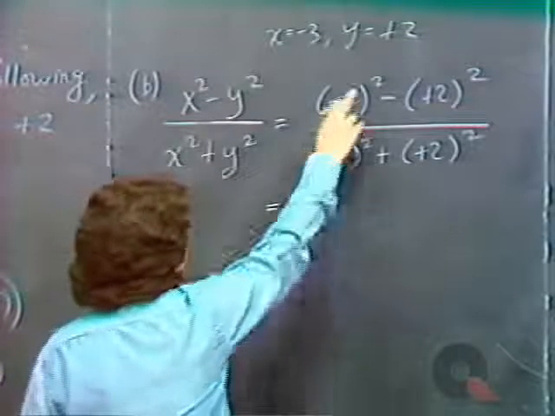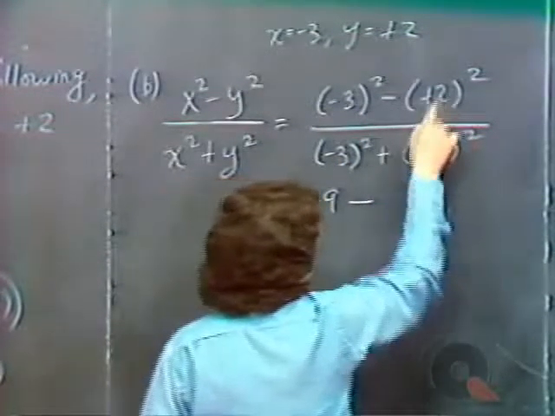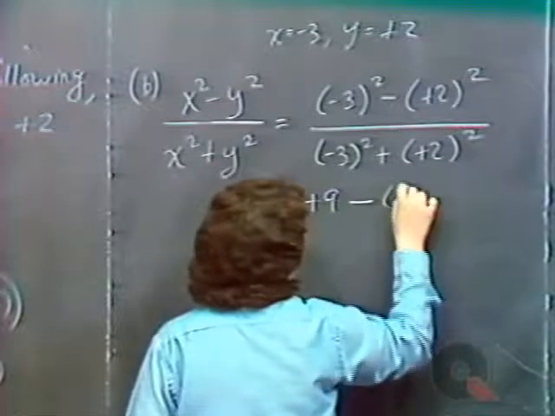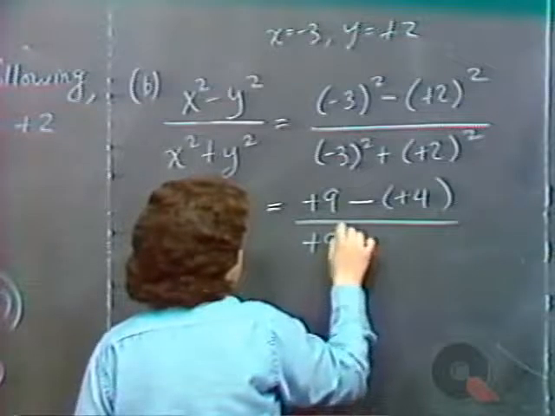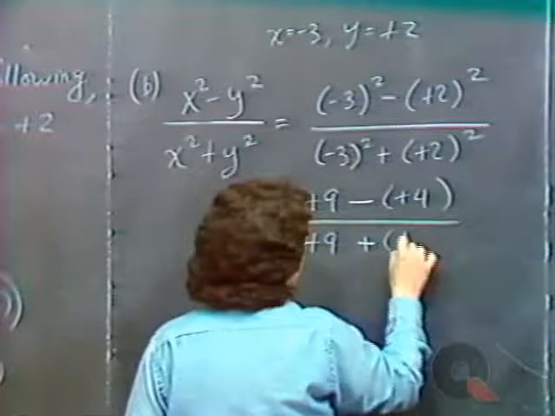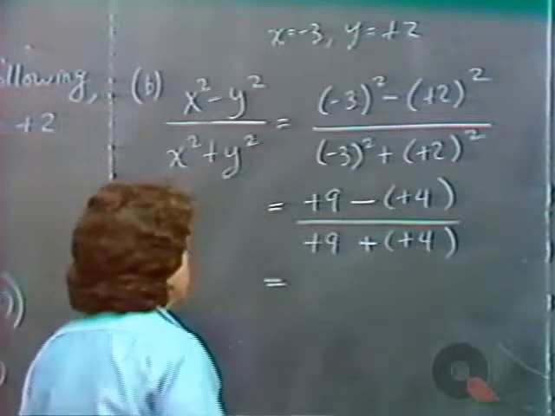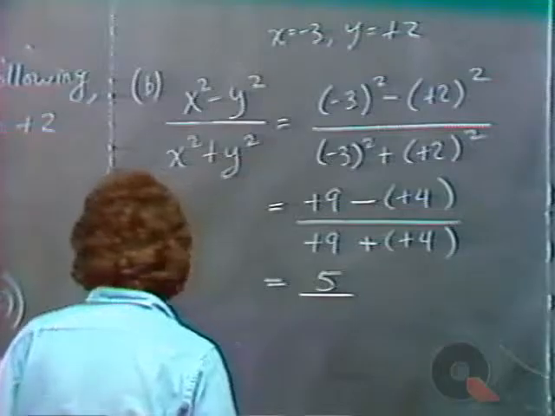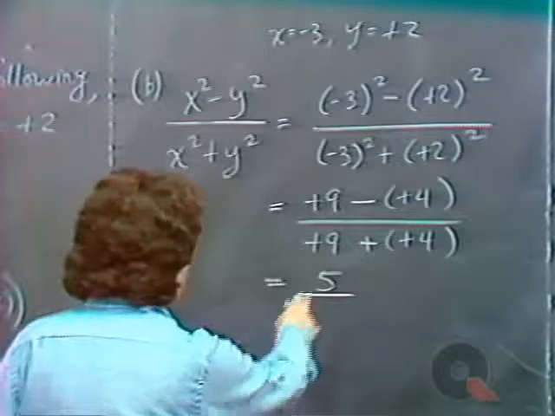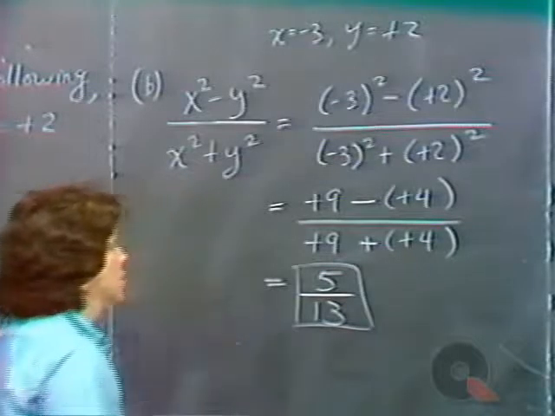Minus 3 squared is plus 9, minus a plus 4, over plus 9 and a plus 4. Well, plus 9, take away plus 4, that's plus 5. 9 plus 4 is 13, so our final answer is 5/13.